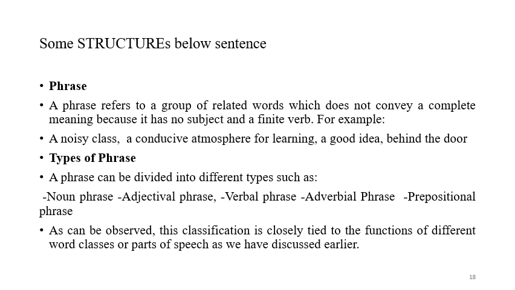Take this: in the class, a conducive atmosphere for learning, a good idea behind the door. All these are phrases because they do not have a subject and main verb. Ability to adjust to a new situation is also a phrase. When you want to make it a sentence, then you say "requires hard work." So "requires" here is a verb, then you make it a sentence.